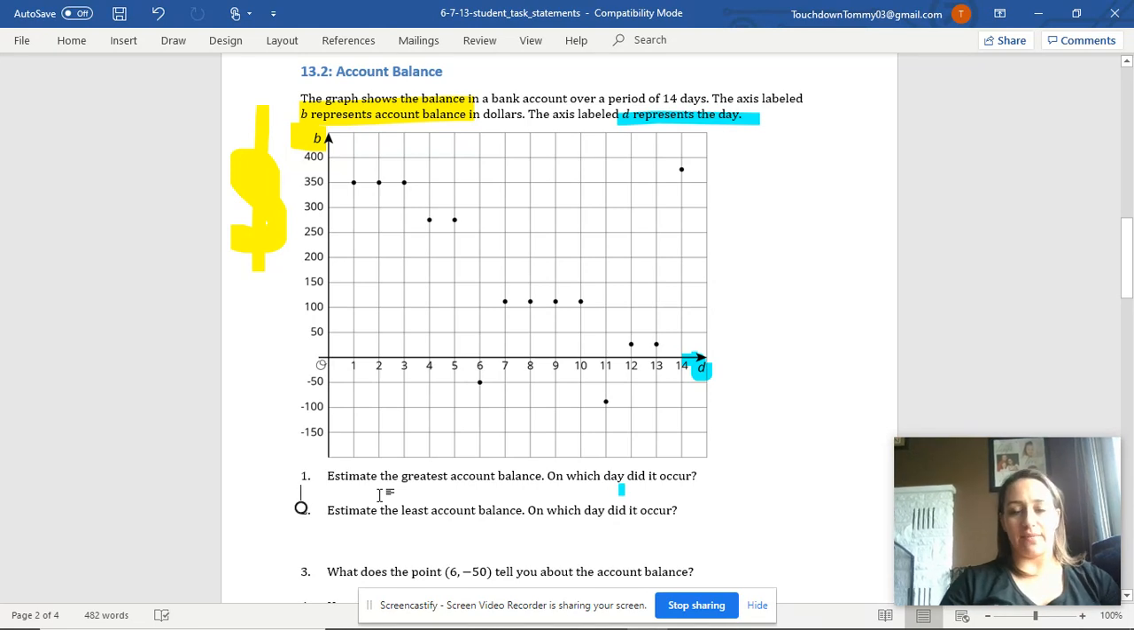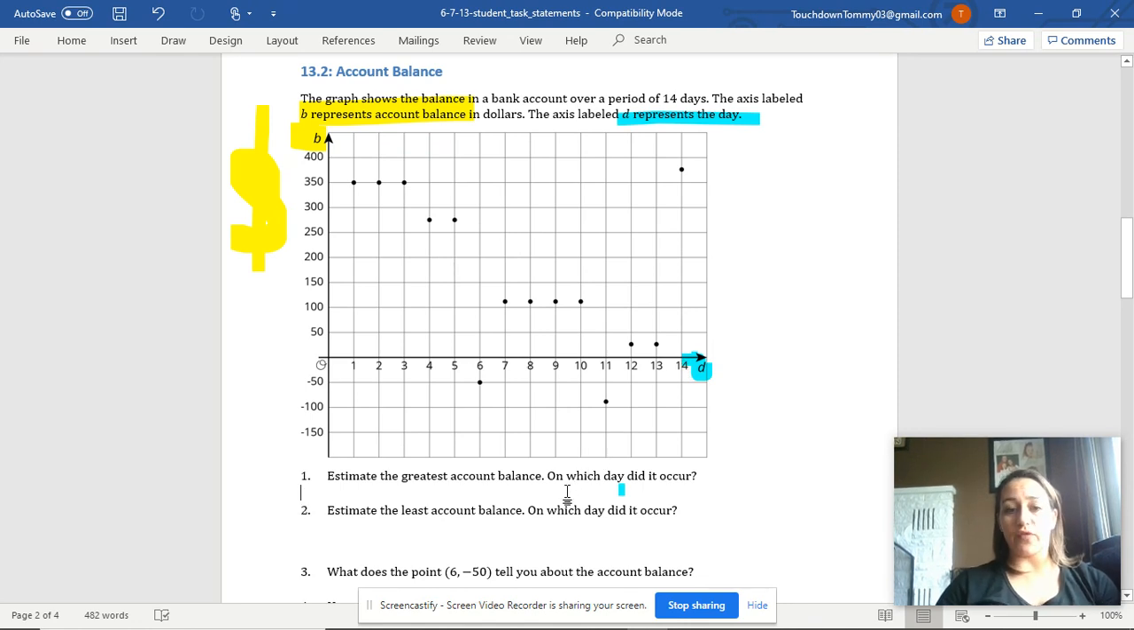Now it says to estimate it. That dot is in between 350 and 400. If I look at the numbers on that axis line, it's in between those two. So in between 350 and 400, I'm going to say 375. And that falls on day 14, so it matches up with the 14 there.